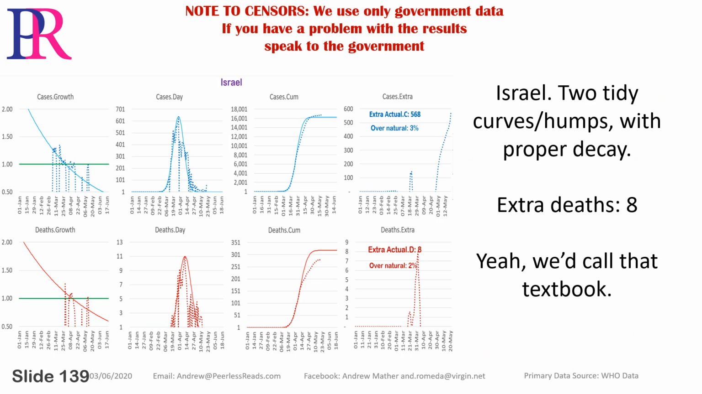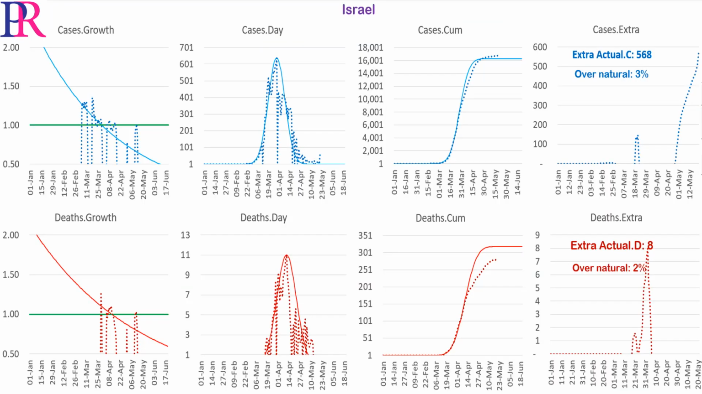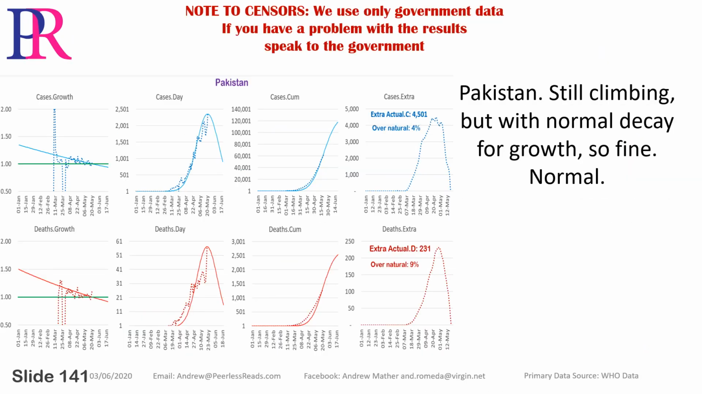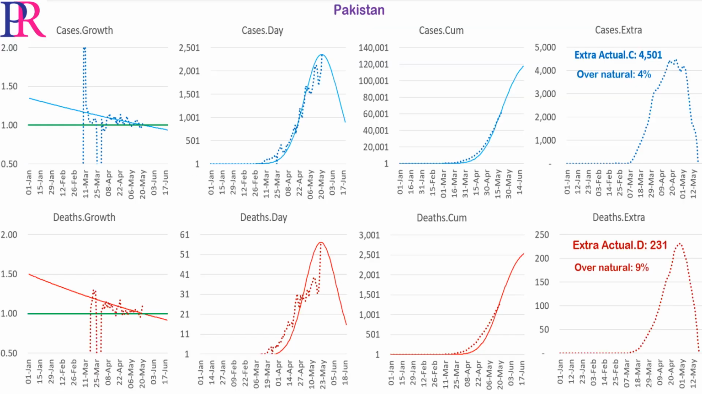Israel, two tidy curve humps with proper decay, extra deaths 8. Yep, we'd call that textbook. Pakistan still climbing but with normal decay for growth, so fine, normal.